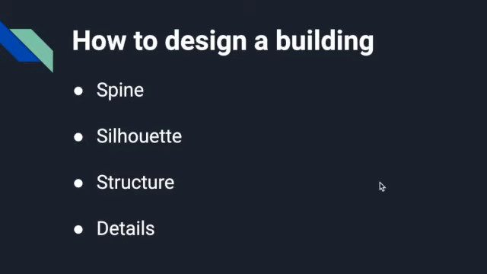A building. We're going to go over the 4 steps in more detail, but here they are. First is looking at the spine. Second is creating a silhouette. Third is adding the structure. And 4 is adding the details.